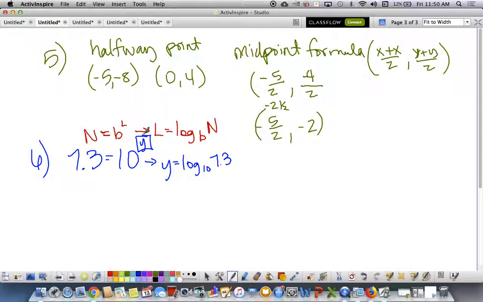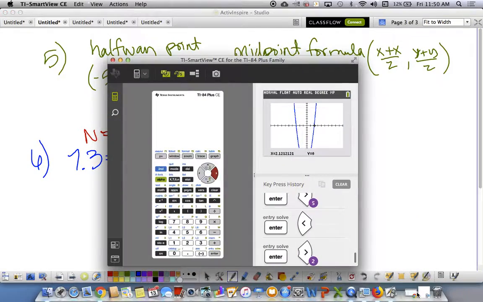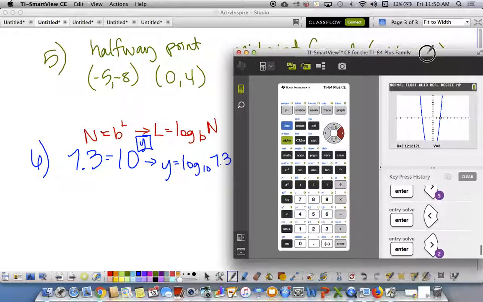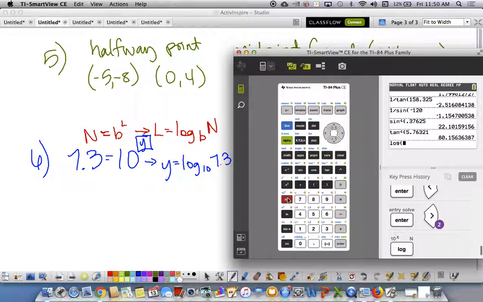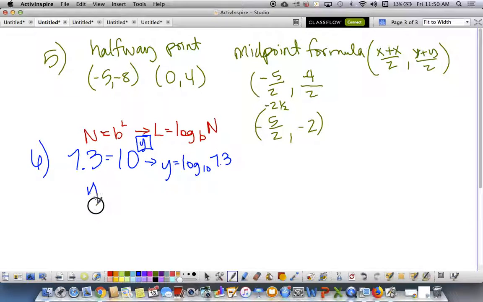So if you plug in log, I still have my calculator up here. If I just simply plug in log, and it already has a base 10, 7.3, we have that number. So it's 0.863322860. Do I want all those digits? No. It went away. I don't remember those numbers. 0.863? Okay. All I really remember was 86.